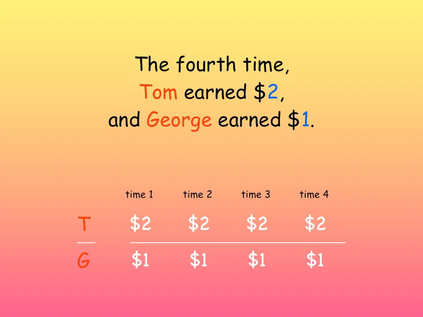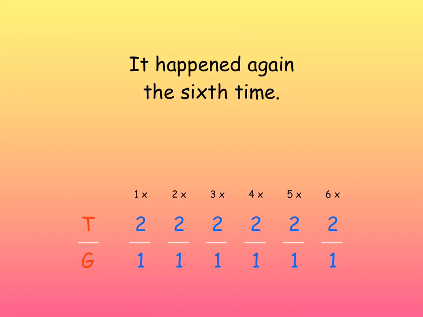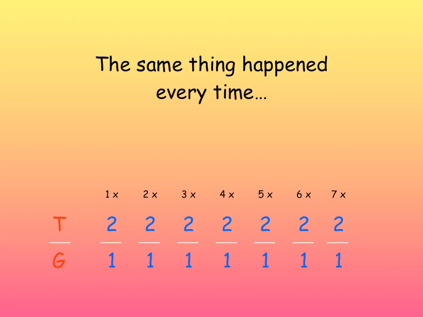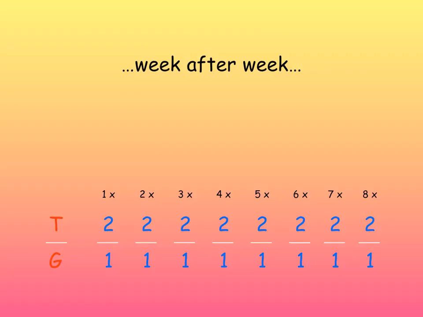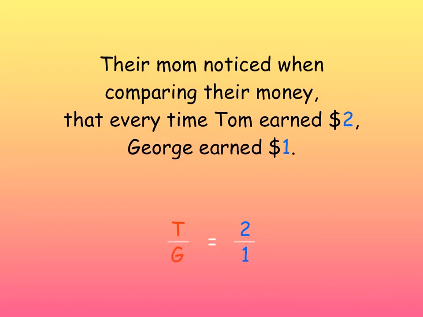The fourth time, Tom earned $2 and George earned $1. Little change down below. The fifth time, Tom earned $2 and George earned $1. Surprise, surprise. Notice in the diagram, X is used for the word time, like 1x, first time, 2x, second time. Well, it happened again the sixth time. And the same thing happened every time, week after week, time after time, over and over again.